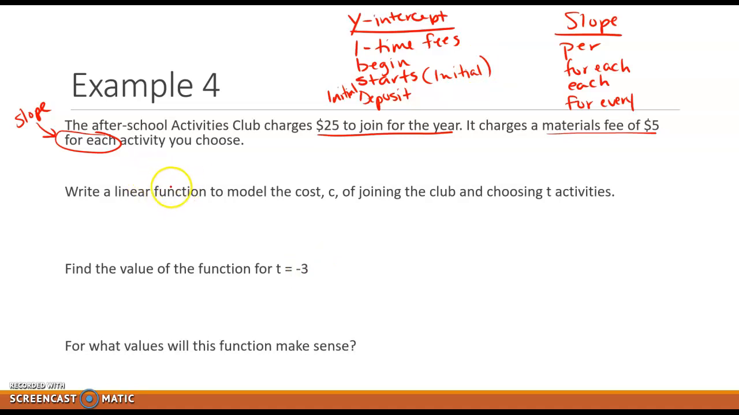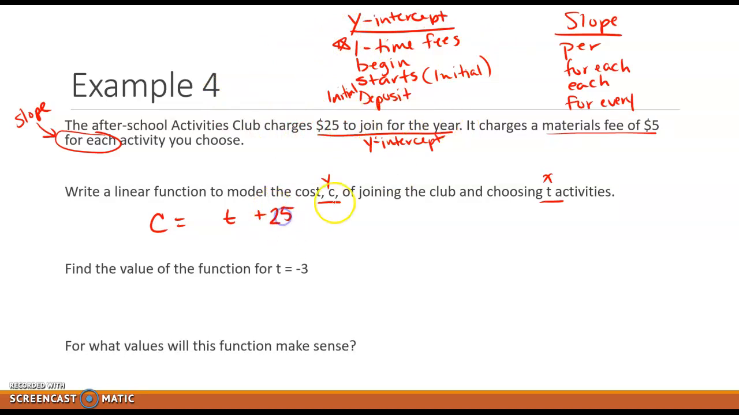Let's get moving here. We're going to write a linear function to model the cost of joining the club and T activities. So T is like our X and C is like our Y. So we're going to have C equals something T plus something, right? The After School Activities Club charges $25 to join for the year. That's our y-intercept. Why? Because that's an initial fee, right? In this case, we're working with that one-time fee, $25 for the year.